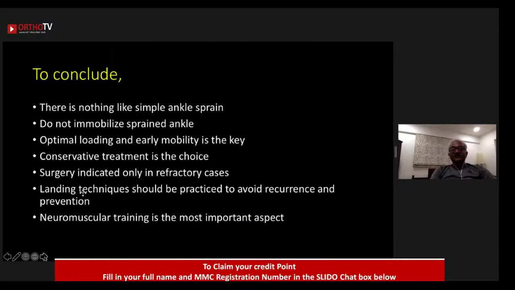So to conclude, there is nothing like a simple ankle sprain. Do not immobilize the sprained ankles. Optimal loading and early mobility is the key. Conservative treatment is the choice. Surgery is indicated only in the refractory cases.